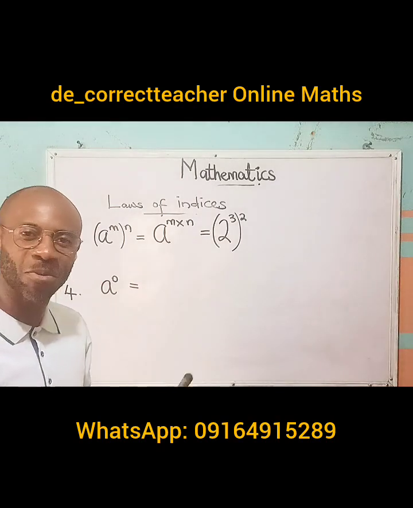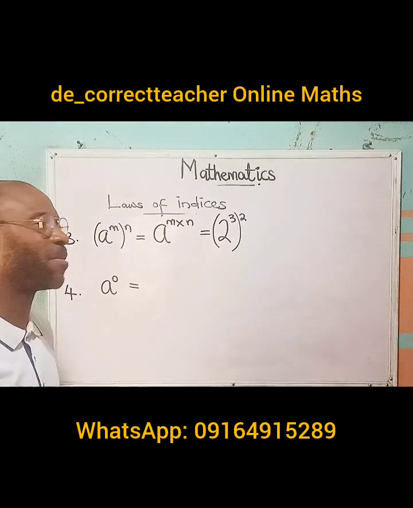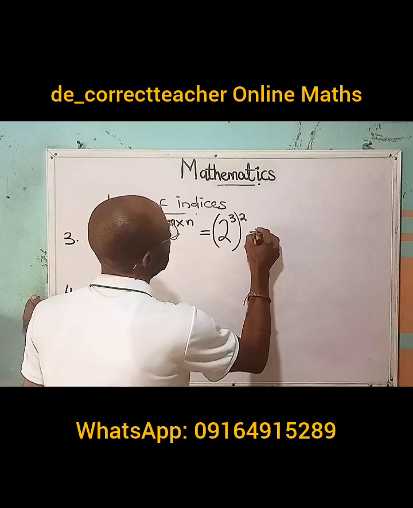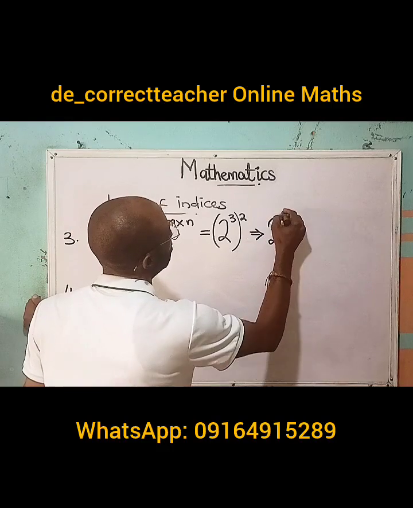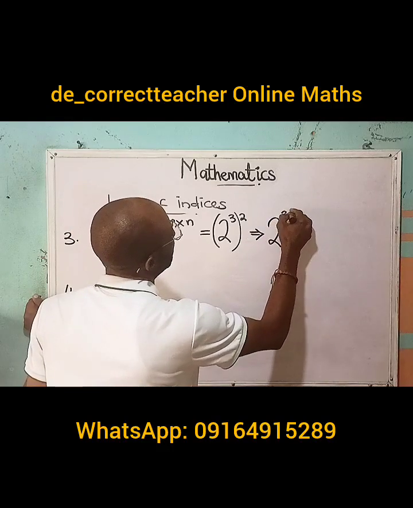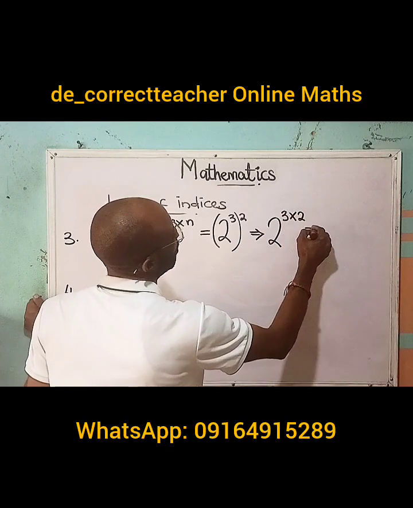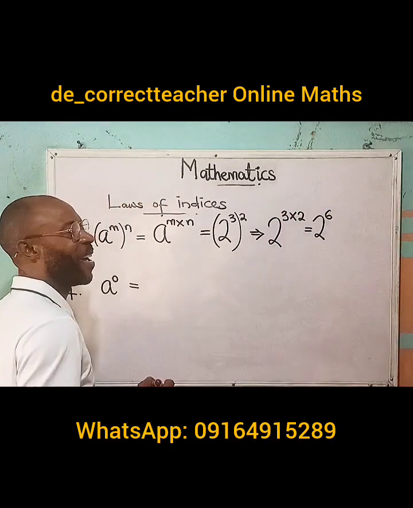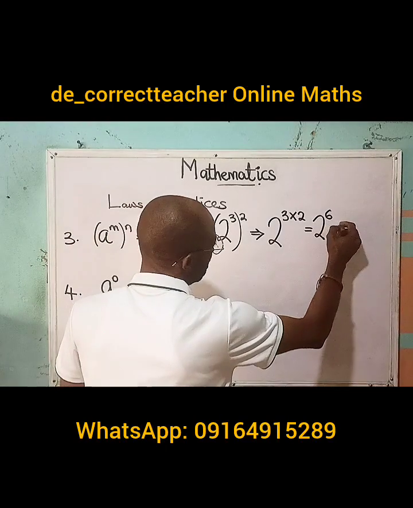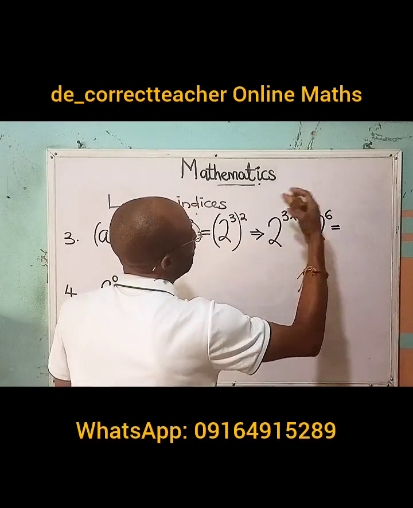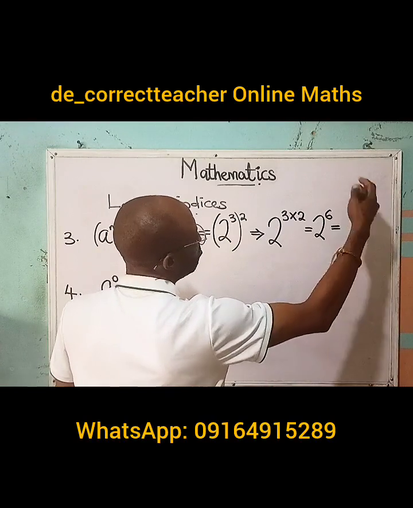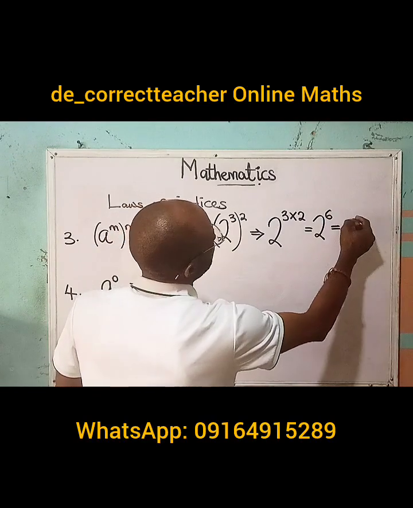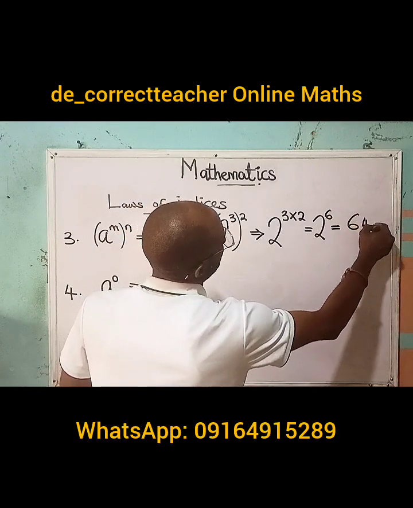Remember, we've done square. It means I'm multiplying it in 2 times. Or I will simply say 2 raised to the power of 3 times 2, which will give me 2 raised to the power of 6. And if I expand or simplify this further, I'm going to get 2 times 2 times 2 times 2 in 6 places. That will give me 64.